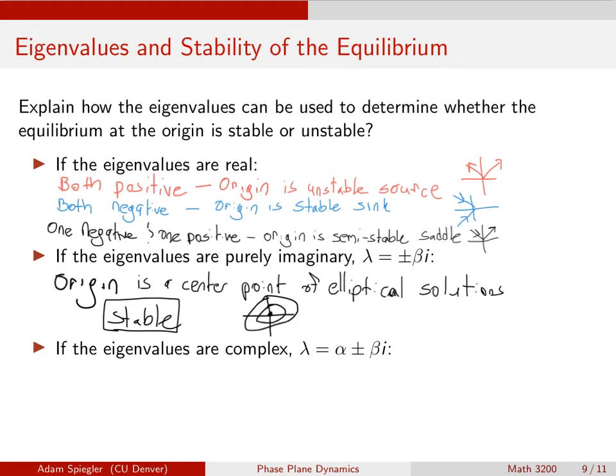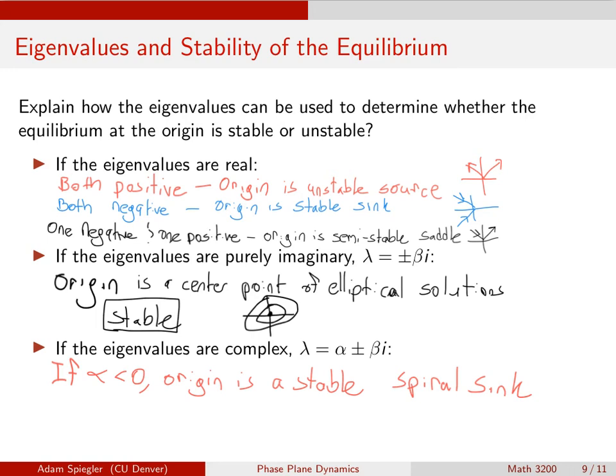And the last case is what happens if we have complex eigenvalues where the real part is not zero. Well, then the stability is going to depend on the sign of the real part. So if alpha is negative, then the origin is stable. And we're going to call this a spiral sink. Okay, so that's when solutions are going to spiral in towards the origin.